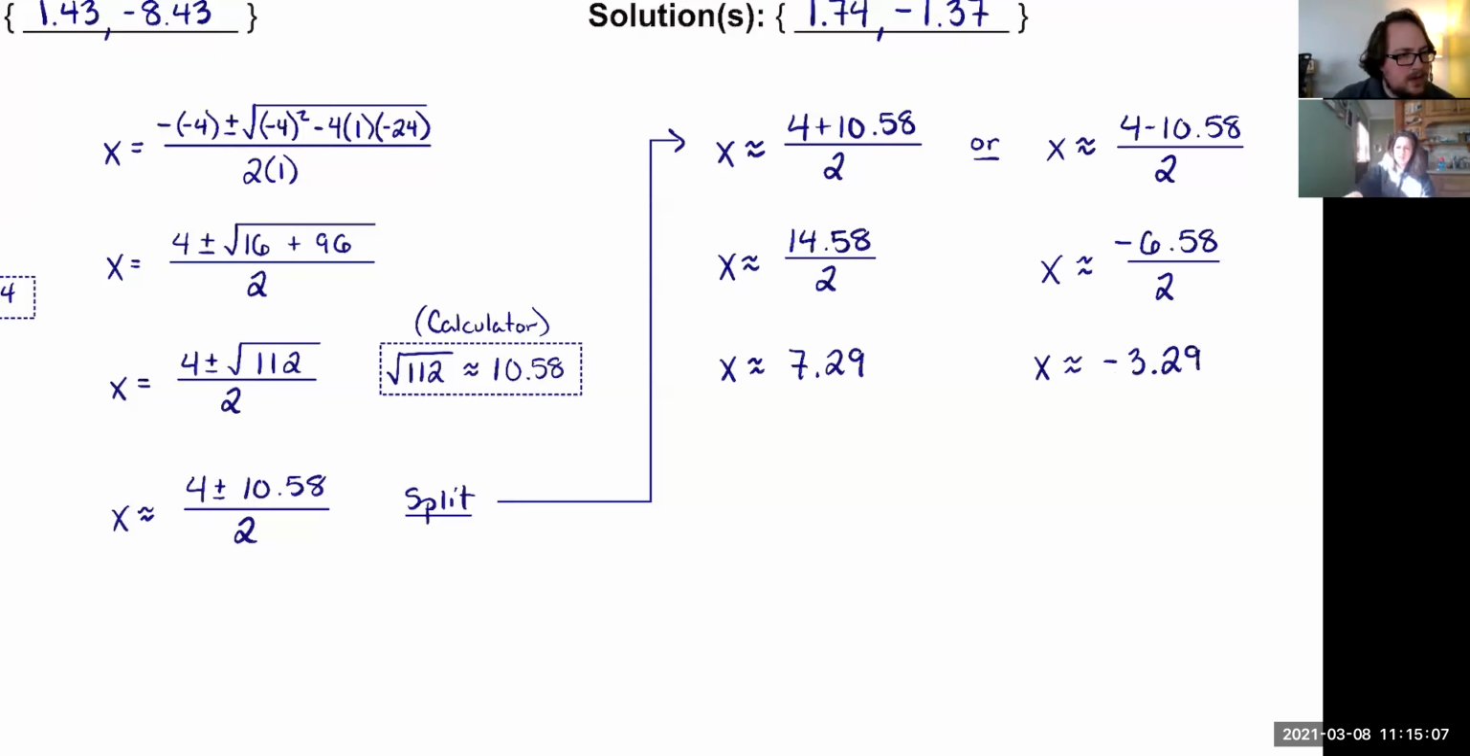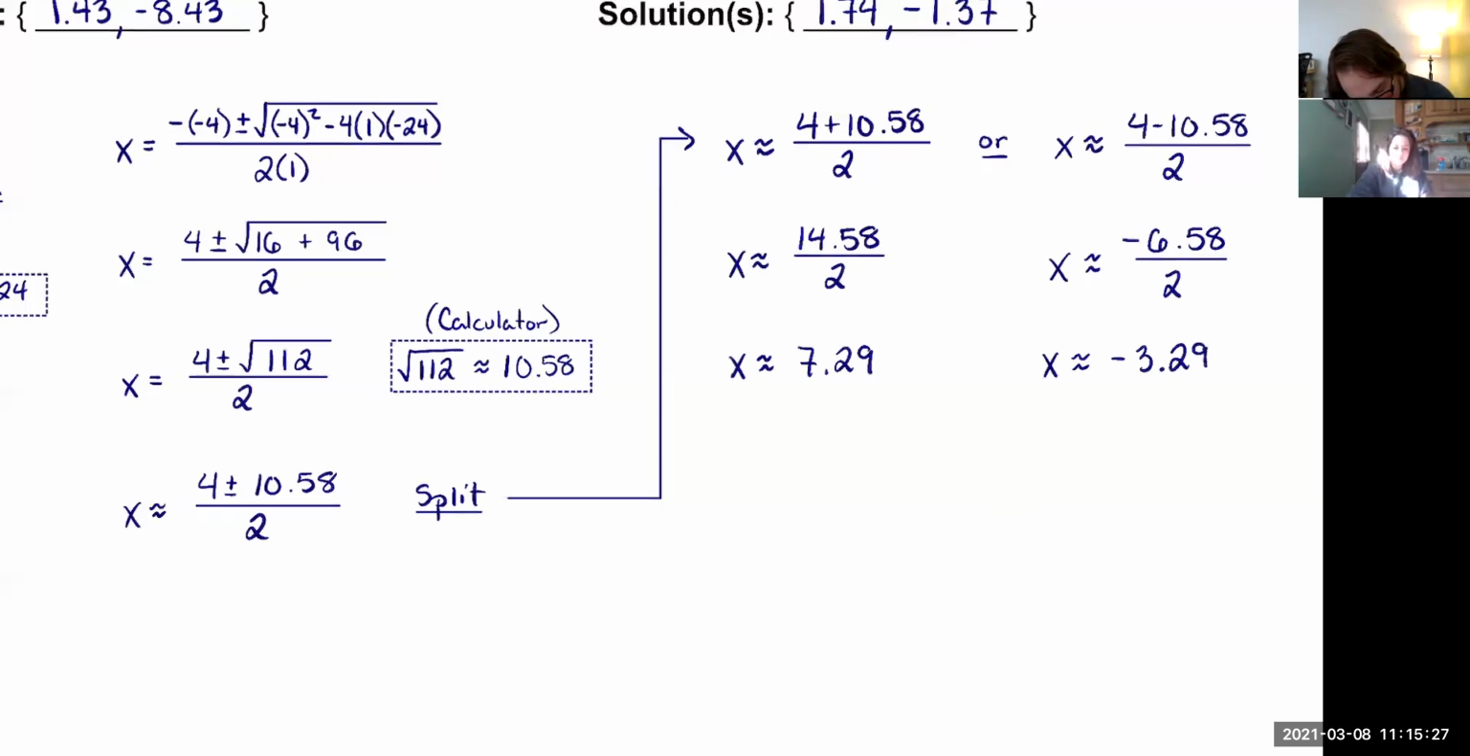Double check for me real quick, Tira. Did you get the negative 6.58 on top? I think I was looking at the wrong problem. Oh, okay. But you found it then?